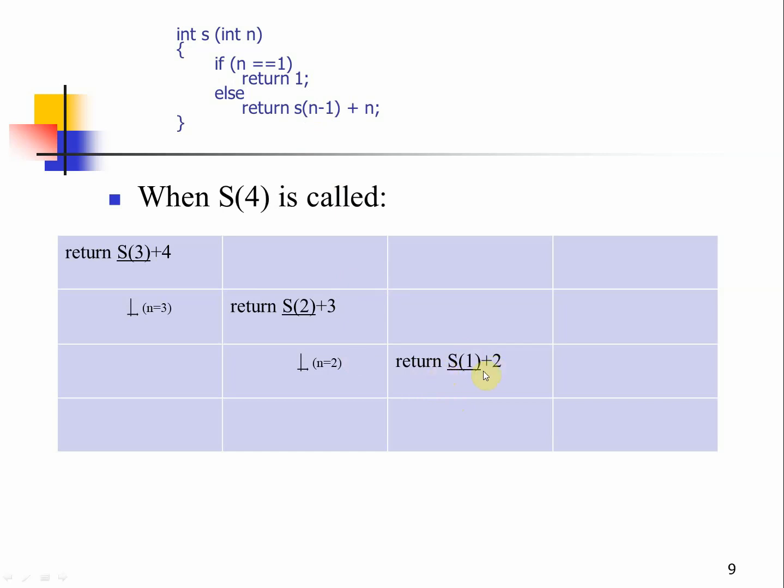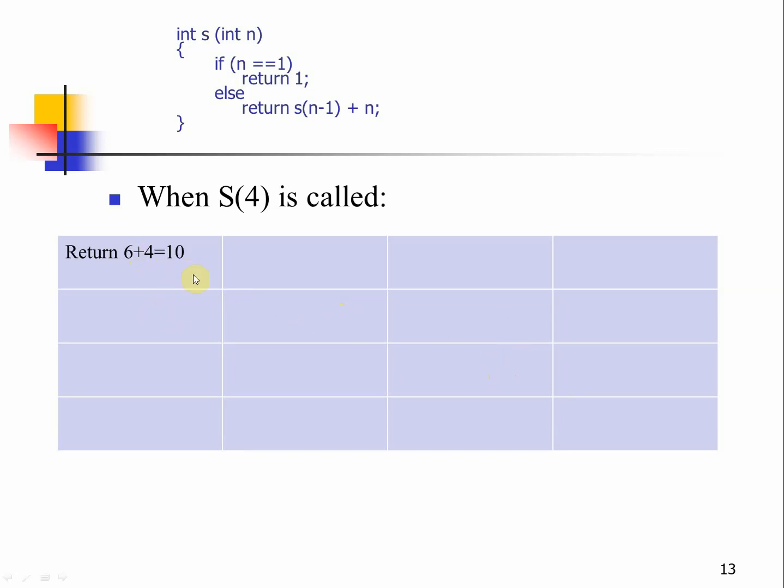So again, when s of 1 is seen, it will call the recursive function. This time, we hit the base case because n is equal to 1, so we will simply return 1 over here. When this 1 is returned, it goes back to where it was called from. It will then continue with the plus 2. So you see that it will end up with 1 plus 2 equal to 3, and we return this 3 to the place that called it. So we will have 3 plus 3 equal to 6, returned to the place that called it. So we will end up with 6 plus 4 equal to 10.